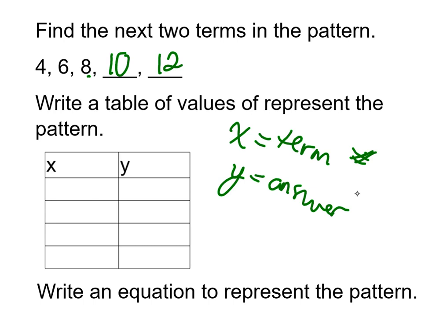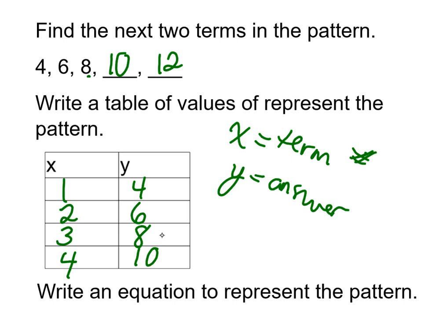So term number 1 has an answer of 4. Term number 2 has an answer of 6. Term number 3 has an answer of 8. Term number 4 has an answer of 10. Now we need to come up with an equation that represents that pattern. This can be very tricky to do, especially when you don't have a visual pattern in front of you.